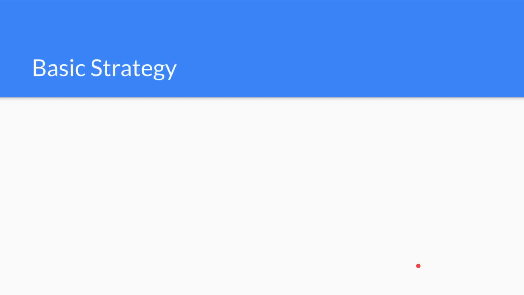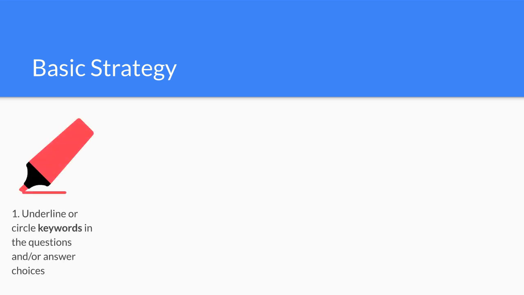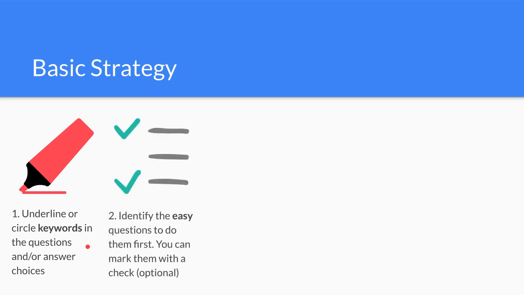Now let's go over the basic strategy for this question type. The first thing is similar to fill in the blank questions. What you have to do is simply underline or circle the keywords in each of the questions. Next, you have to identify which questions are easiest so that you can do them first. Personally, I like to do this by putting a little check mark next to the easy questions. This is again similar to fill in the blank questions. If it helps you, then go ahead and put a check mark next to it. If it doesn't help you, then don't do it.